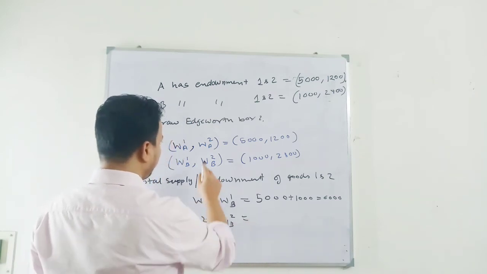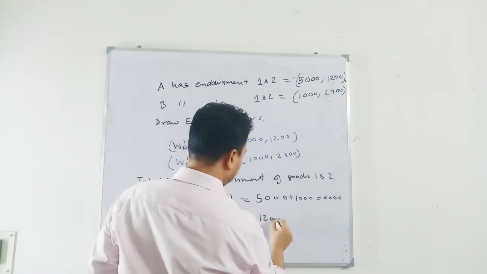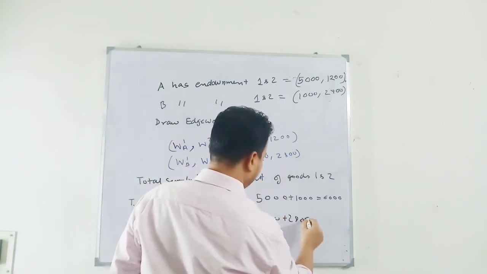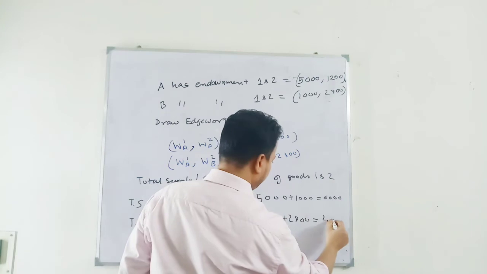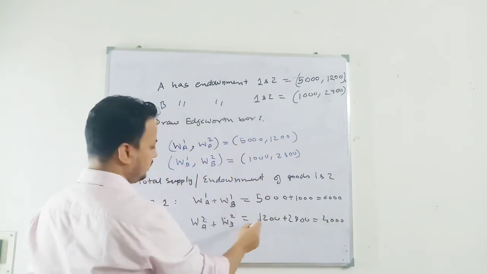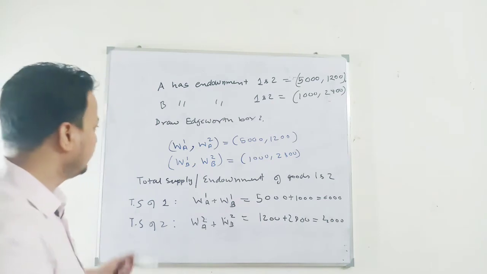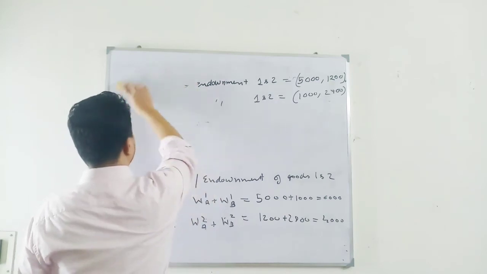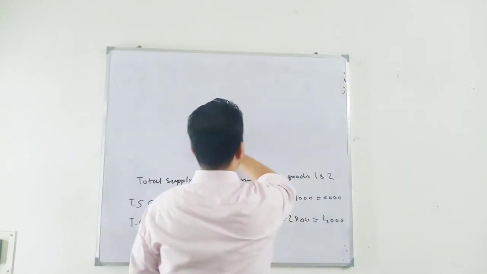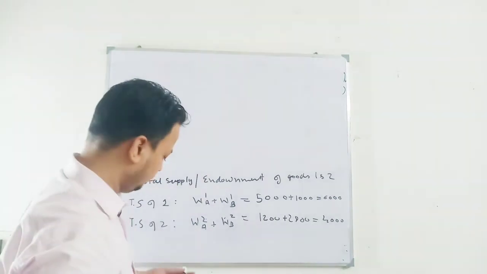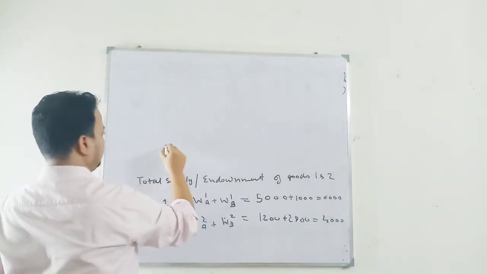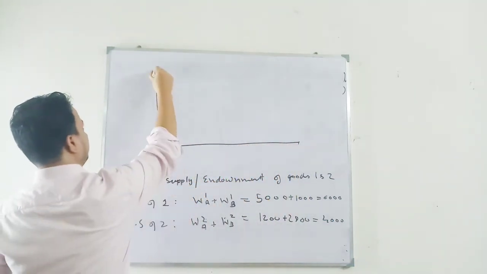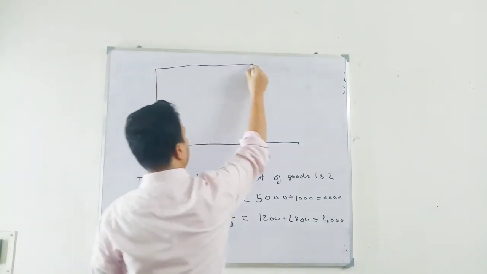Endowment of good 2 with consumer A is 1,200, and with consumer B is 2,800. That is 4,000. So good 2 is on the Y axis, and it will be 4,000. So let's draw the graph. This will be 6,000 and this will be 4,000, so it will be like a rectangle.